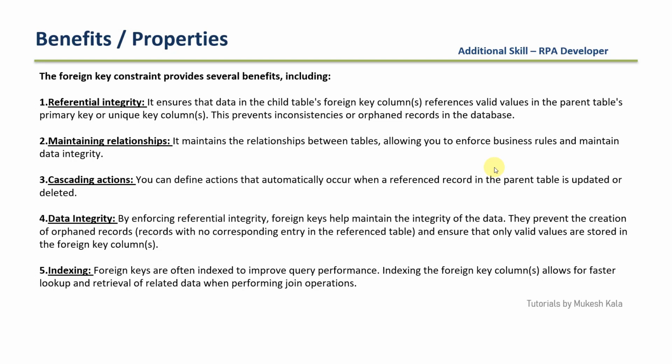Cascading actions. This simply means that you can define actions that automatically occur when a reference record in the parent table is updated or deleted, which simply means that today, if I have to change something in the parent table, which is the department, that automatically will cascade to the child table as well, right? Let's see that in action.